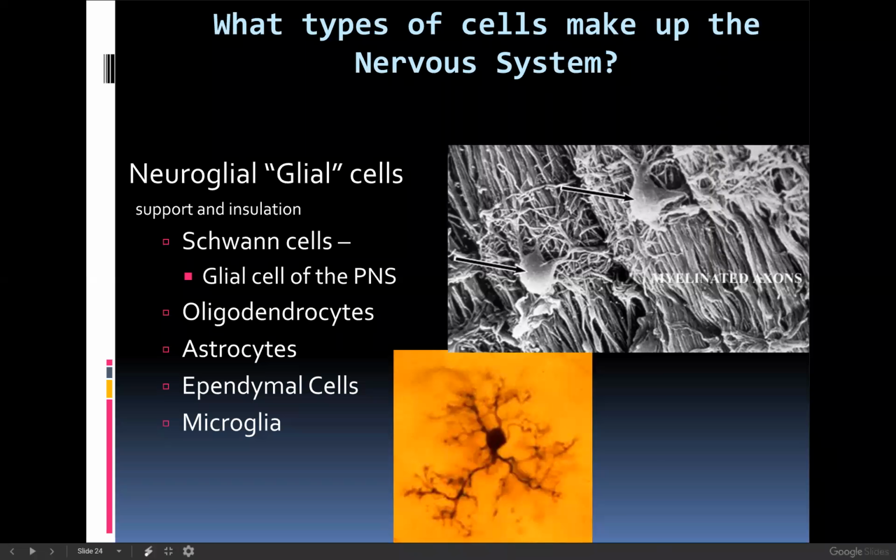Then the neurons in the human body no longer reproduce. Like, you're born with the number of neurons you're going to have. But the neuroglial cells can undergo constant reproduction, which is where many of our brain tumors arise from.